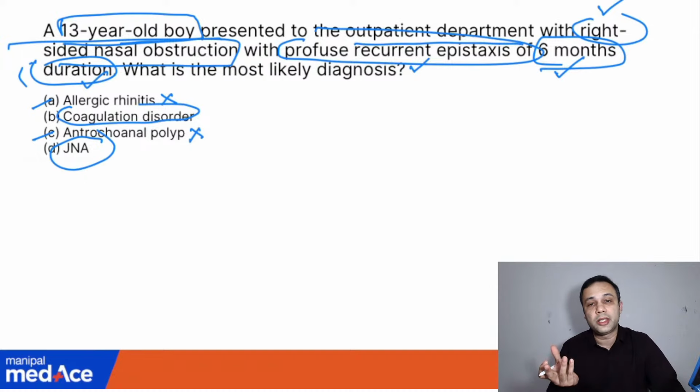So how will you choose the answer? The answer is straightforward here because of the fact that it is unilateral nasal obstruction. When you have a coagulation disorder, it is going to be bilateral epistaxis and bleeding. So it can be recurrent bleeding, but this is 6 months duration, right? So always the choice in this case will be a JNA.